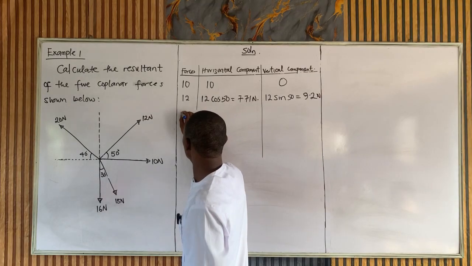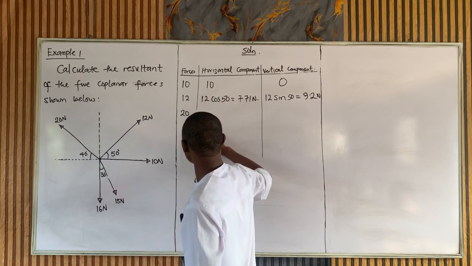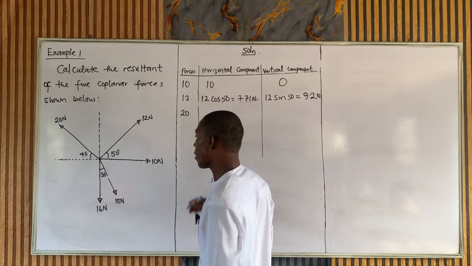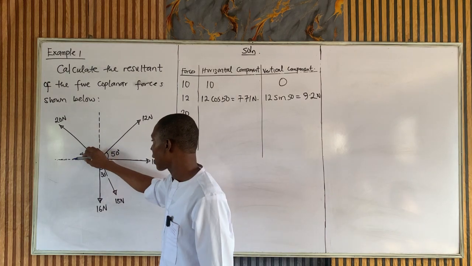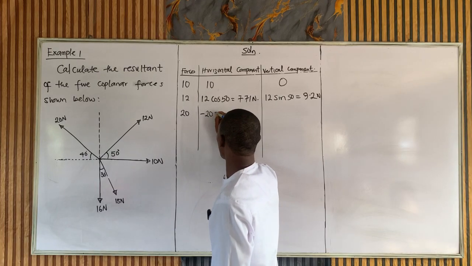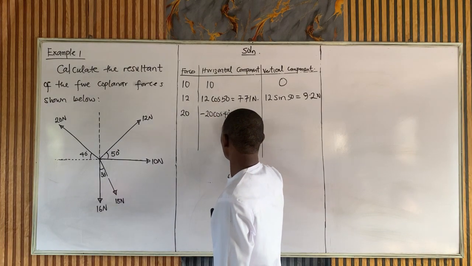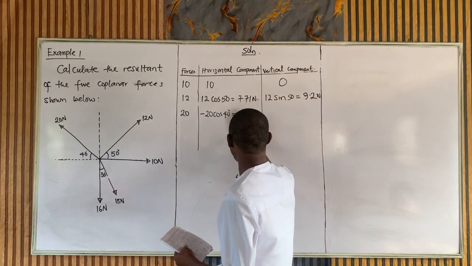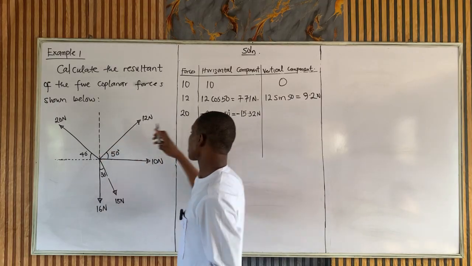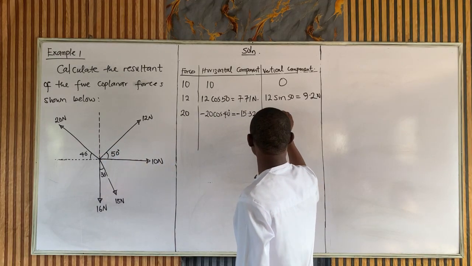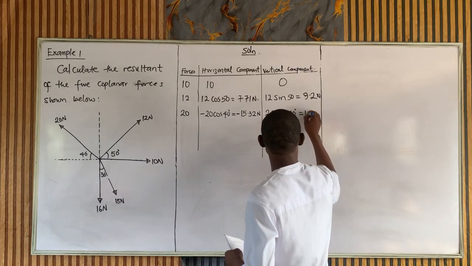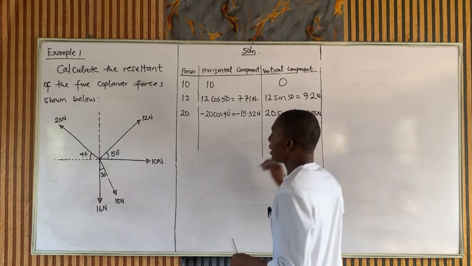Now let's go again. For the next one, the 20 Newton force. Now please don't forget to be sensitive towards when we should have negative or positive. If I resolve this 20 horizontally, it's pointing towards the negative x-axis, so it's going to be negative: minus 20 cos 40 degrees. If we do this, we would have minus 15.32 Newton. Now, if I resolve this to the vertical, it's going to be 20 sine 40, and this is going to give us 12.86 Newton.